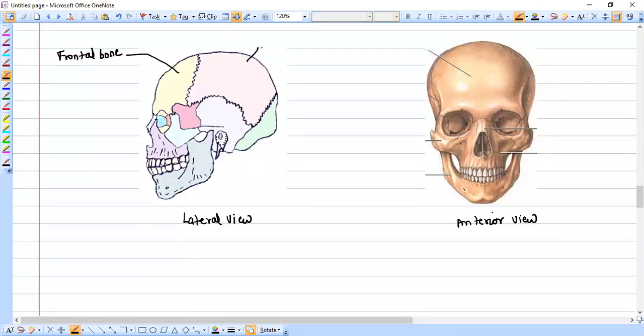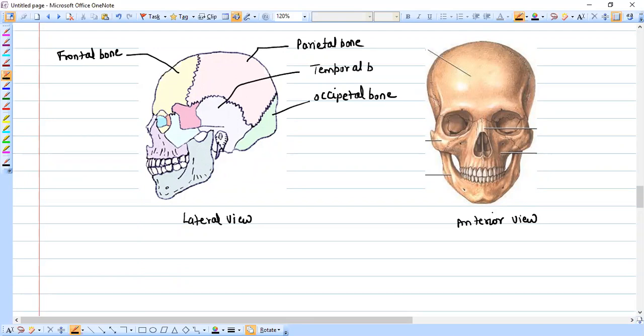This is called the parietal bone. Frontal, parietal. This is the back portion, so it is called occipital. So we have frontal bone, parietal bone, occipital bone. This is the side one basically. So this is called the temporal bone. We have frontal, parietal, occipital, and temporal bone. Here we have this bone that is called the nasal bone. We have frontal, parietal, occipital, temporal, and nasal.